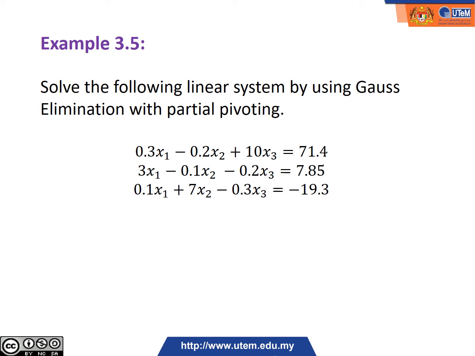Let's take a look at an example of Gauss elimination with partial pivoting. Example 3.5 shows how to find solutions for a system with three simultaneous equations. The solutions can be calculated, and the values to be found are x1, x2, and x3. These would be exact values if the solutions are remained as fractions.